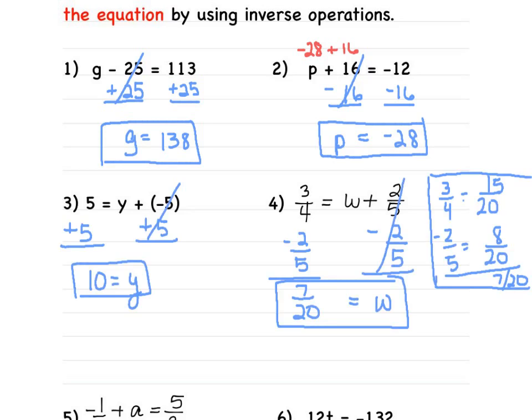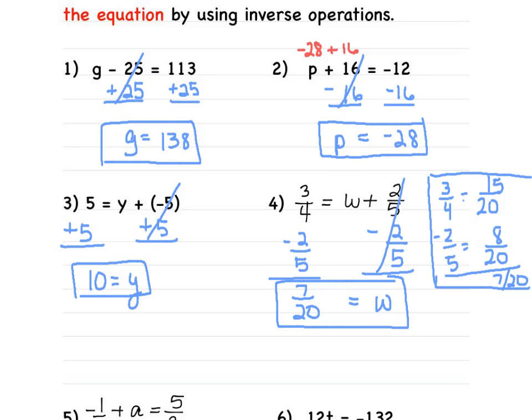Okay, look at number 3. For number 3, the equation reads 5 equals y plus negative 5. Well, in order to use the inverse operation, I have to subtract negative 5, which is the same as adding 5. So I'm going to add 5 to both sides, and 10 equals y.